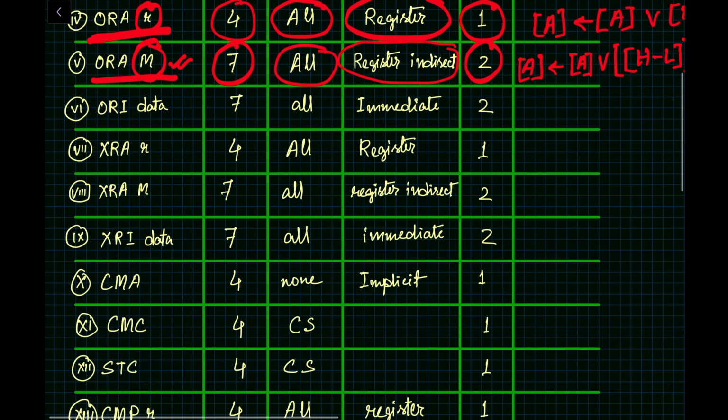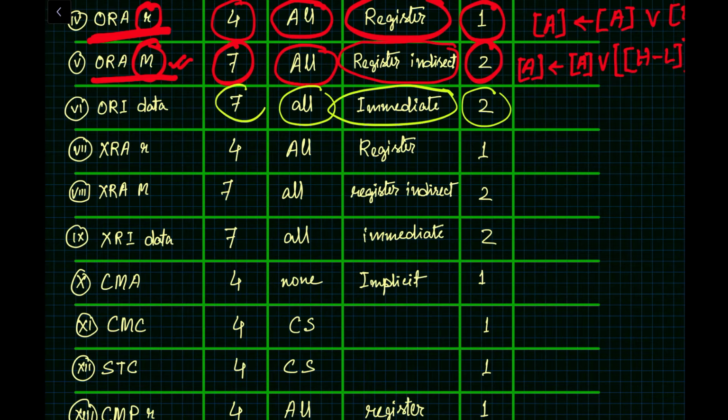Now let us go to our 6th type of instruction. Here we have ORI data. So data is given. I means it is the immediate addressing mode. Therefore we can say that this is the immediate addressing mode. So I have written here immediate addressing mode. We have 2 machine cycles, all the flags are disturbed, and 7 T states are required with the 2 machine cycles.